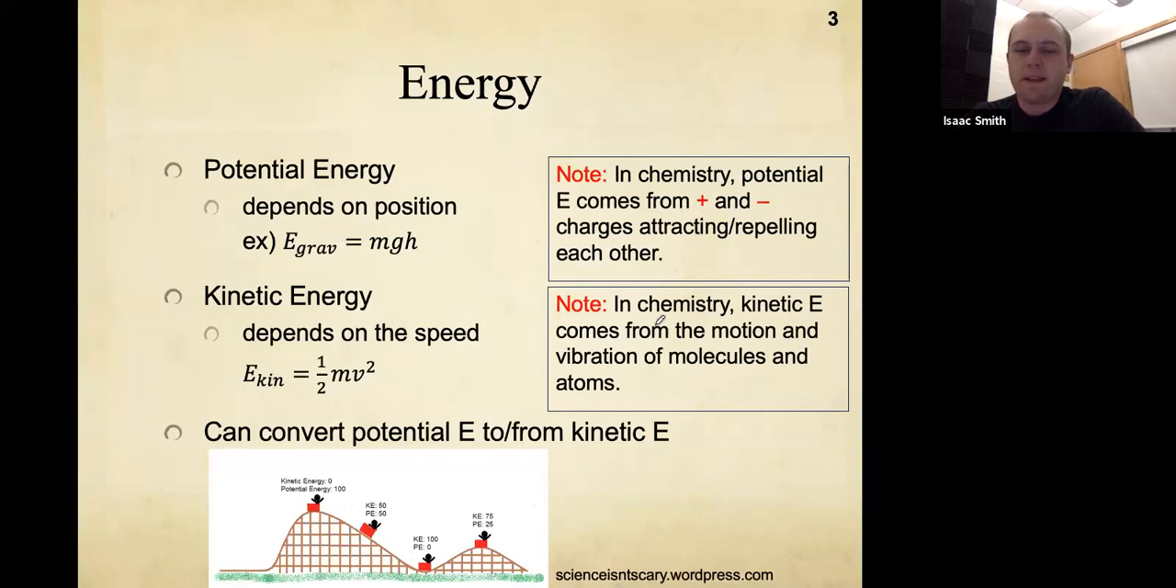So for right now, don't worry too much about these definitions. Again, I just want to illustrate this principle that energy can change from one form to another.